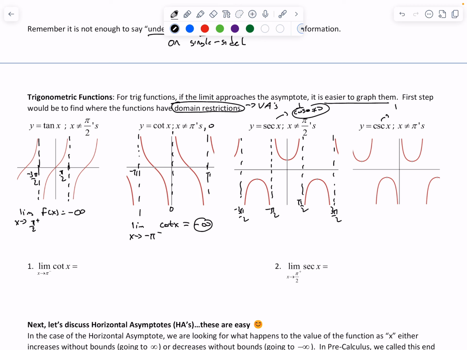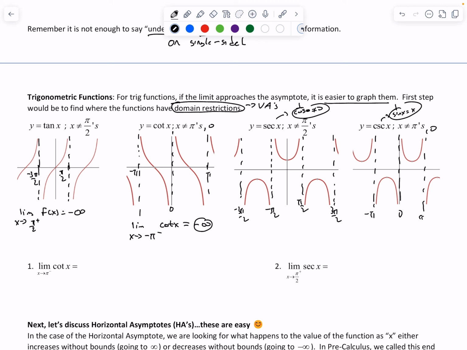Cosecant, remember, is just 1 over sine of x. Well, where's sine of x equals 0? Well, that's your zeros and your pi's. So here we have x equals 0. Here's negative pi. Here's pi, and so on and so forth.